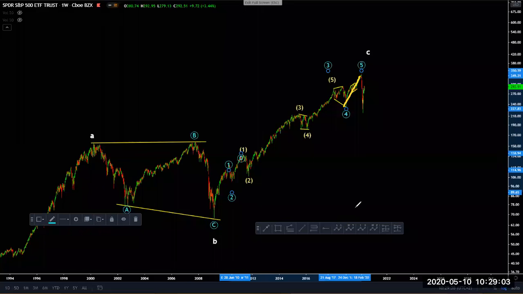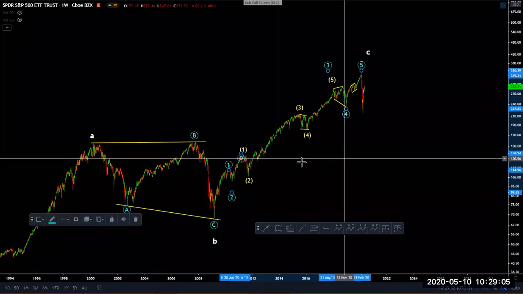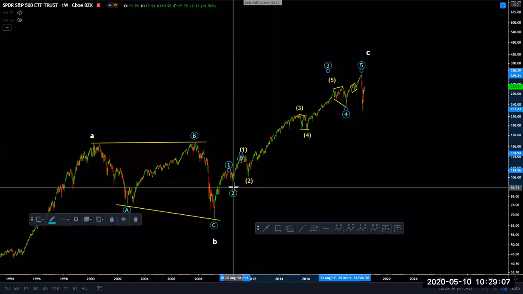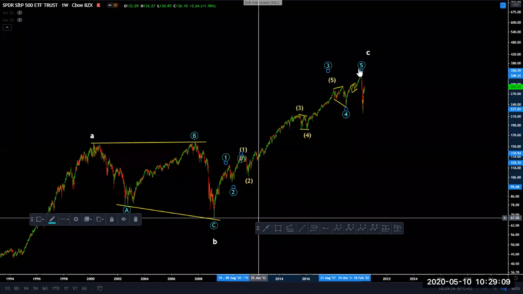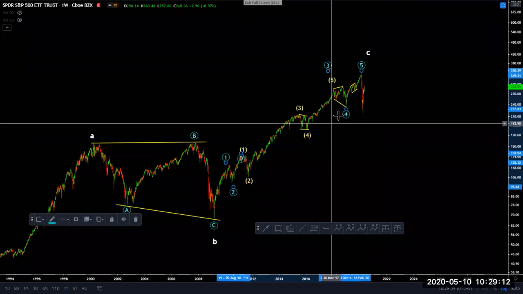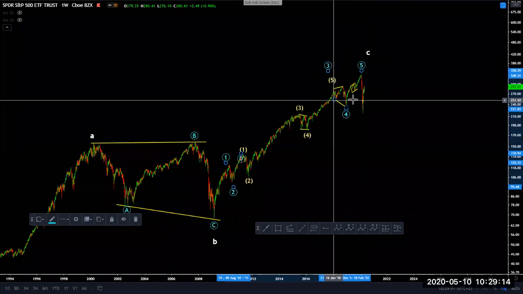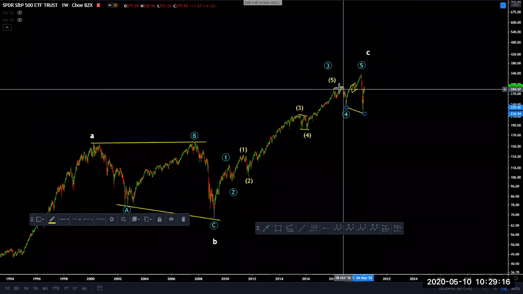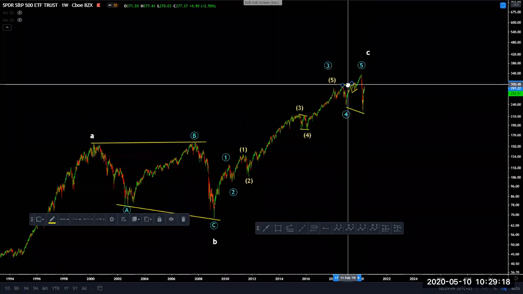But now in hindsight, when you look at this, let's clear everything here so we can adjust the structure. 1, 2 here, that's the 2nd wave here. Now when you look at this, it's clear that the 4th wave is only currently what is happening here, and it's happening with this expanding flat.